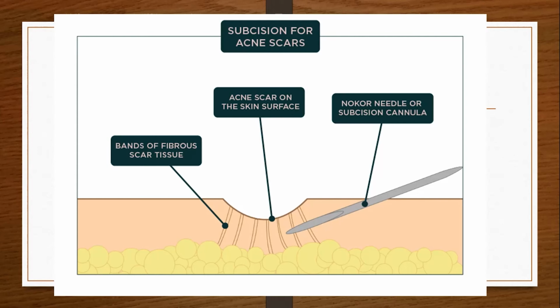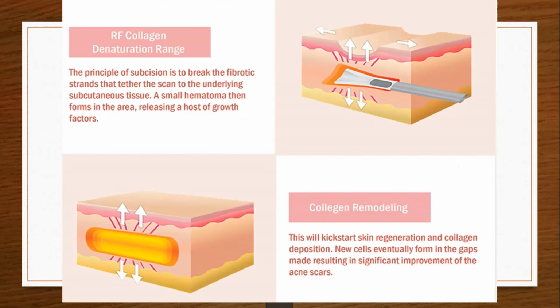So this is a pictorial diagram of subcision. Next slide, please. Yes, again, how subcision works. This is the plane where subcision is done. I'll discuss the instruments later on. Here we break the fibrous band with various instruments. And what will it lead to? How will it help?